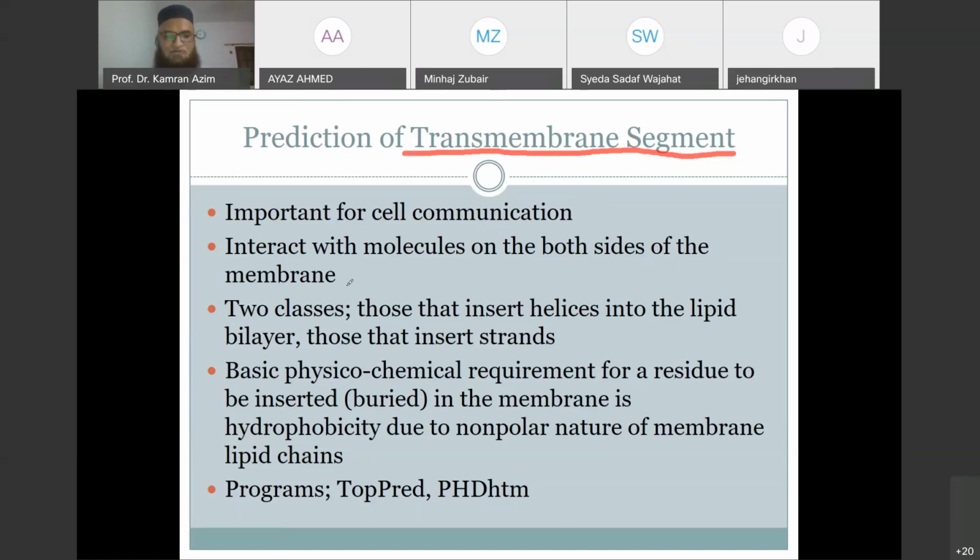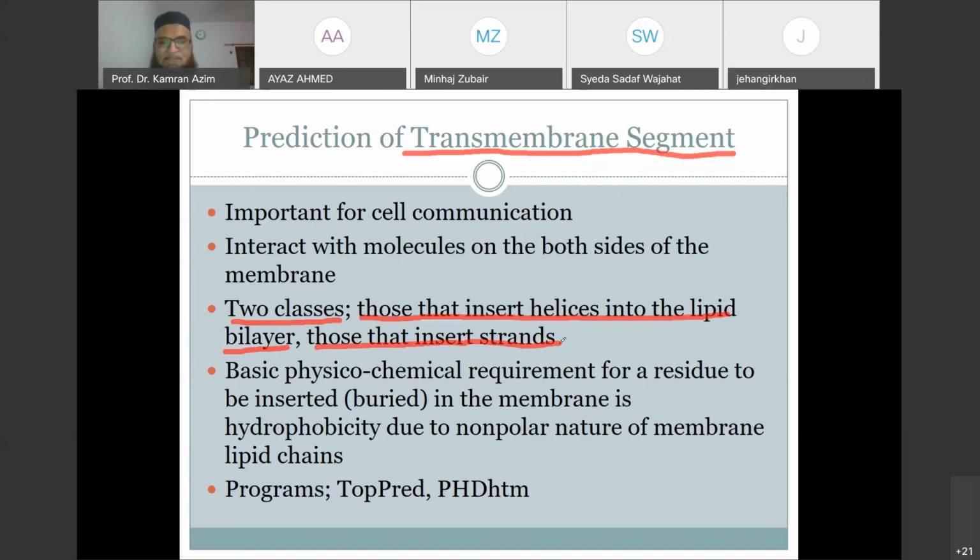there are two classes of membrane proteins. There are two classes: those that insert helices into the lipid bilayer, and those that insert beta sheets or strands. So there are two types of membrane proteins.